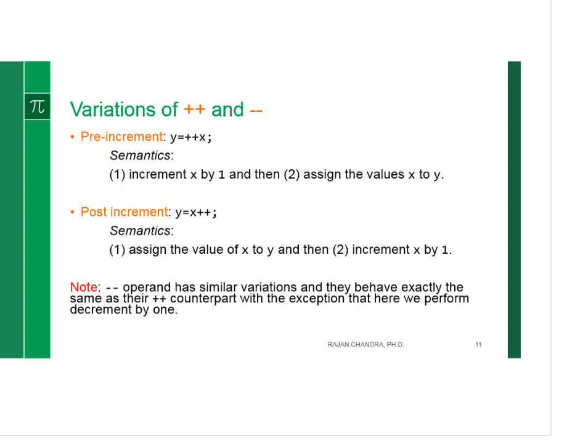The point here is x is always incremented by 1. The question is whether y will see the increment or not. In the first case, y does see the increment, whereas in the second case, y does not see the increment. That's a crucial difference between the two.